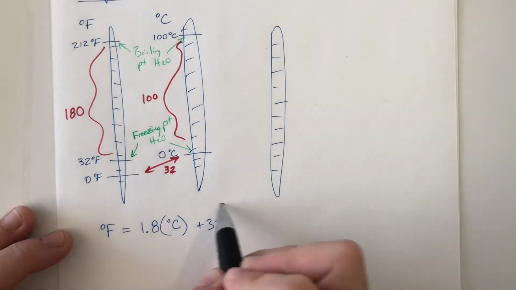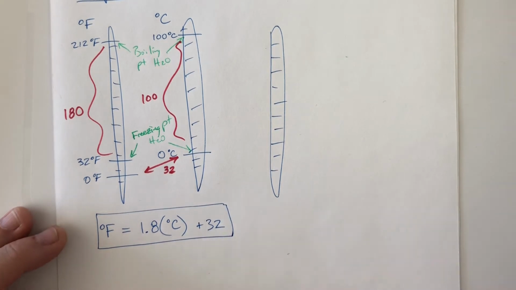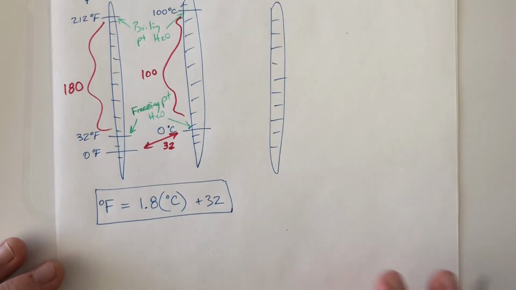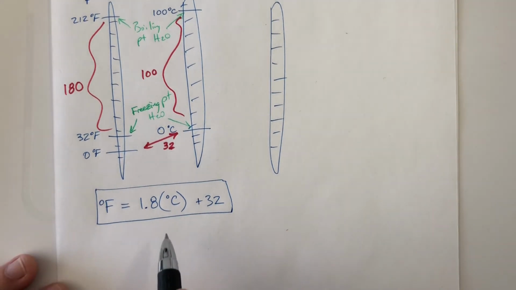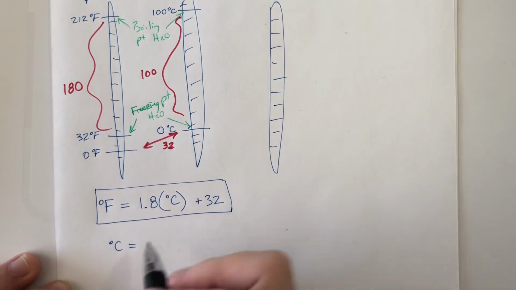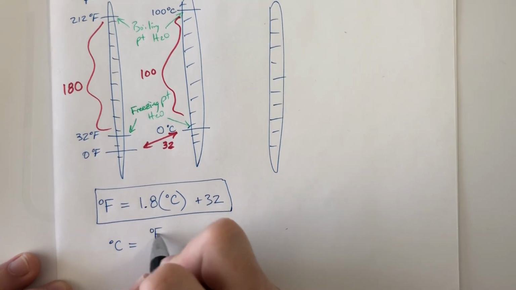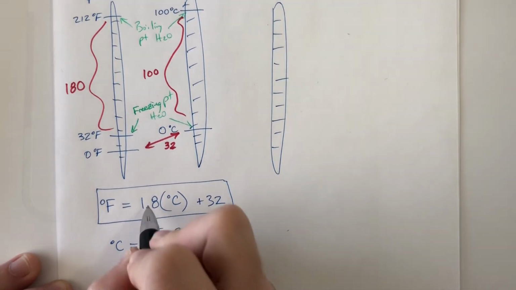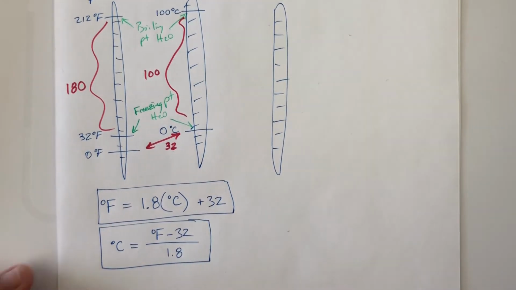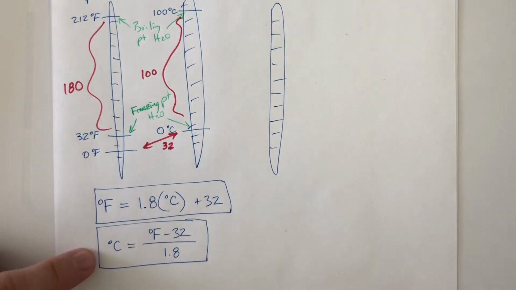Okay. I will give you this equation if you need to use it on exams or quizzes. I do not need you to memorize these equations. This equation can be rearranged to solve for Celsius. So you would subtract the 32 off, and then you would divide the 1.8 over. These are the same equations, they're just this one solved for Fahrenheit, this one solved for Celsius.